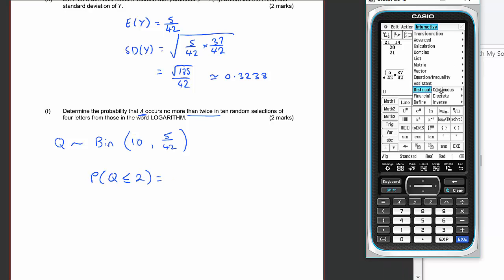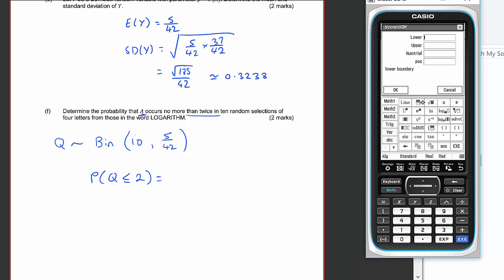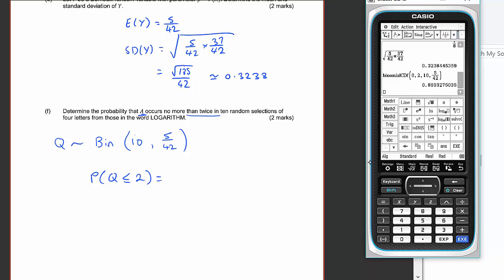So we'll go for a distribution, discrete binomial CDF, going from 0 to 2 with 10 trials. Probability of success is 5 out of 42, and that gives us 0.8933.